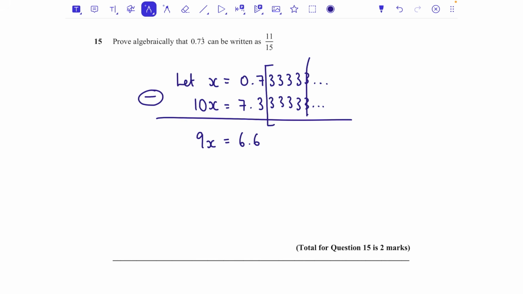Okay, now that means that x, if I want to know what x is, which I do, because that's what we're trying to work out, I'm going to divide this side by 9, and I'm also going to divide this side by 9. So I've got 6.6 over 9.